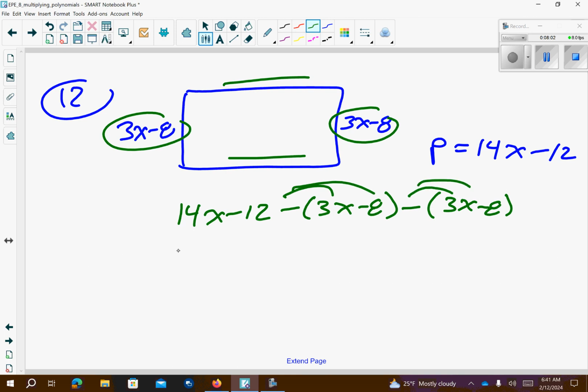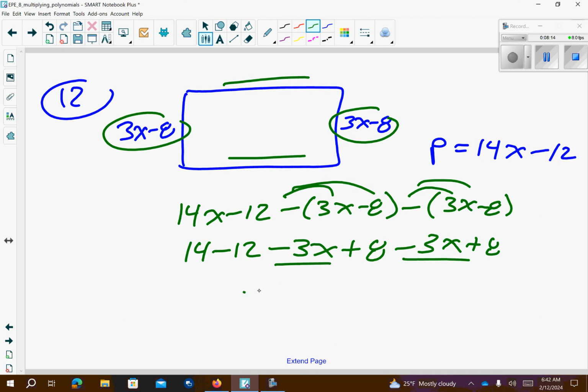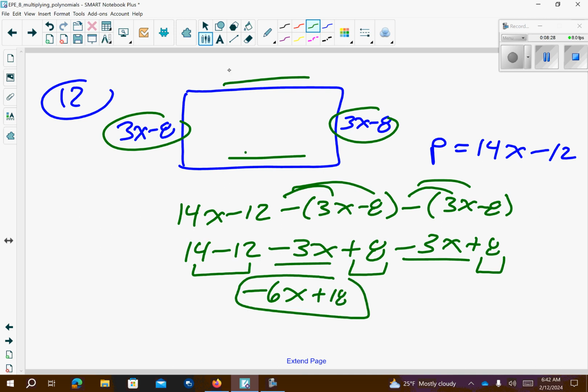Distribute the negatives here and here, so I'm going to get 14x minus 12 minus 3x plus 8 minus 3x plus 8, and combine our like terms. So negative 3x and negative 3x is negative 6x. 14 minus 12 is 2. 2 plus 8 is 10. 10 plus 8 is 18. All right, so this is what both of these sides are equal to. They're equal to each other. So if I divide everything here by 2, I'm going to get negative 3x plus 9. So if the top is negative 3x plus 9, then the bottom is negative 3x plus 9. Let me know if you need extra guidance on that one. I'm happy to help you, okay?